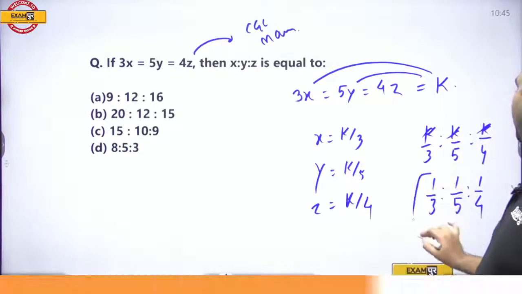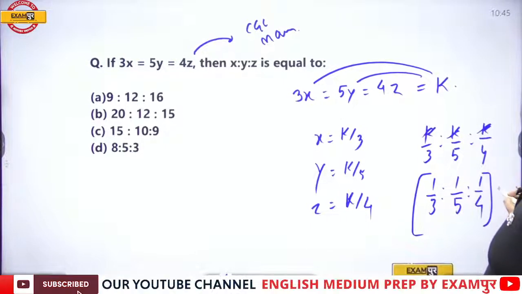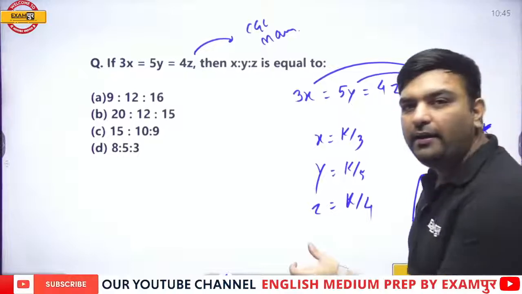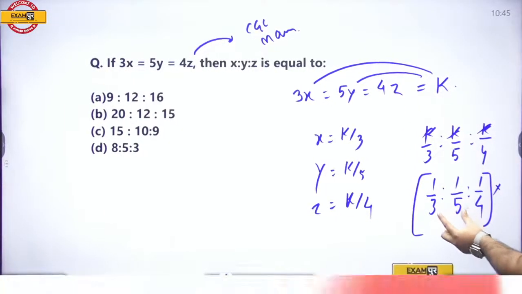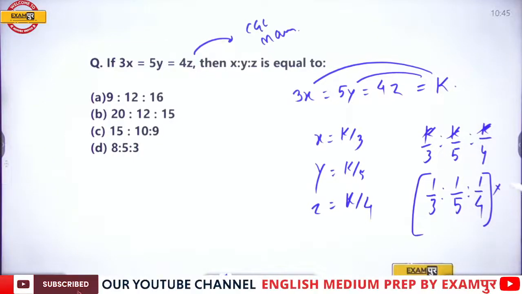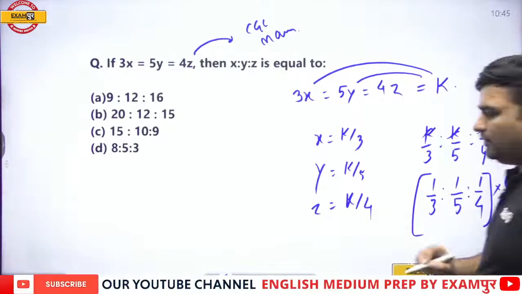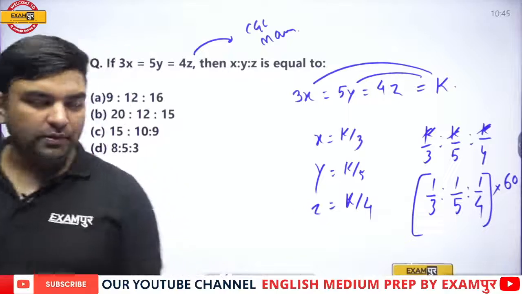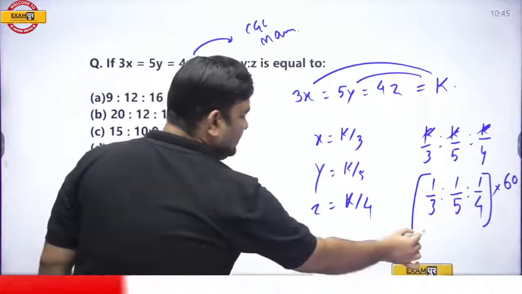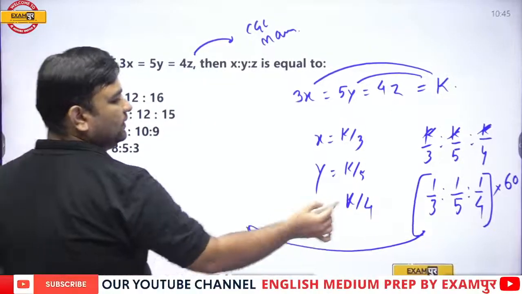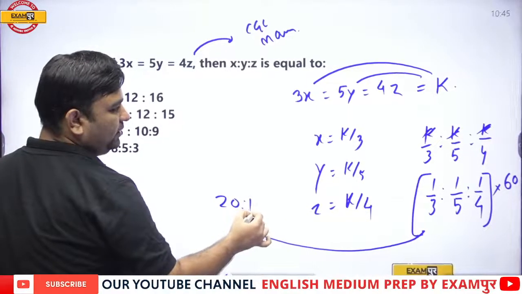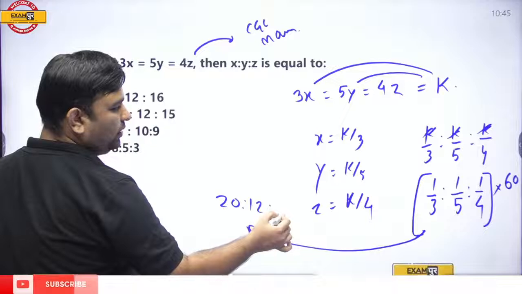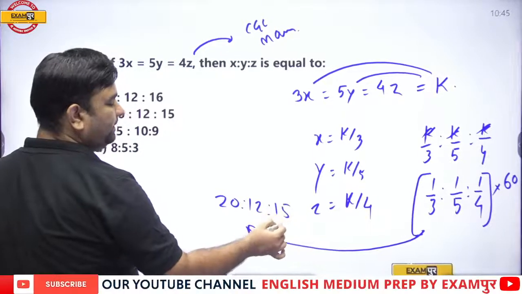So what can we do after this? After this step, we can multiply by the LCM of the denominators. The LCM of the denominators is 60. We multiply by 60 and we come to 60 by 3, 20, 60 by 5, 12, 60 by 4, 15.